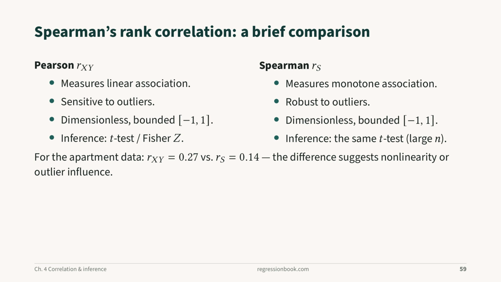Pearson and Spearman side by side one last time. Linear association against monotone association. Outlier sensitive against robust, both dimensionless and bounded. Inference by t-test and Fisher for Pearson. The same t-test approximately for Spearman in large samples. For the apartments, 0.27 against 0.14, and that gap itself is information. It suggests nonlinearity or outlier influence.